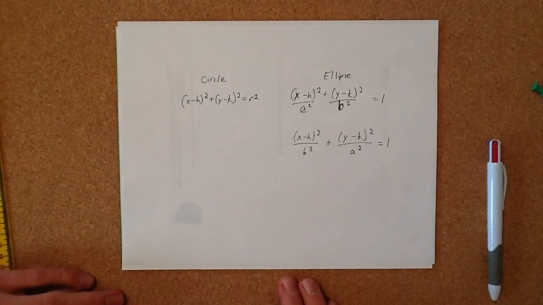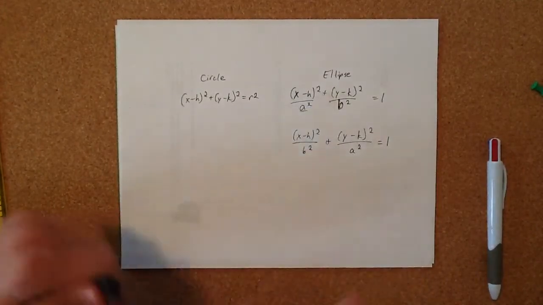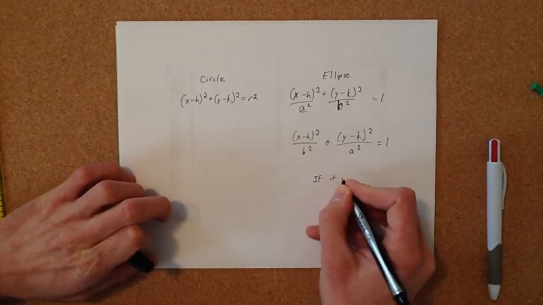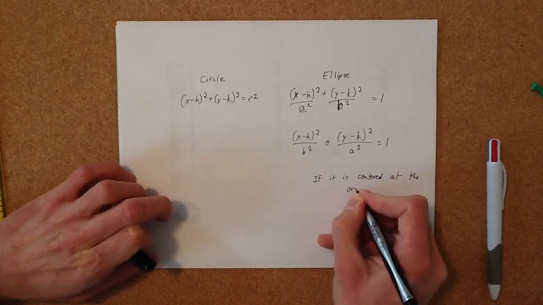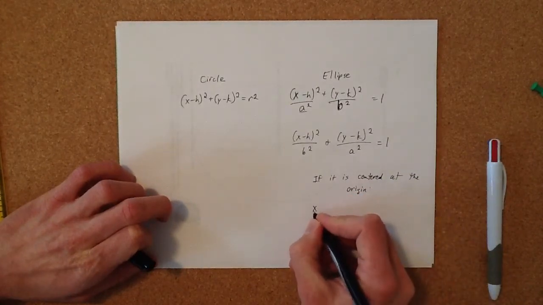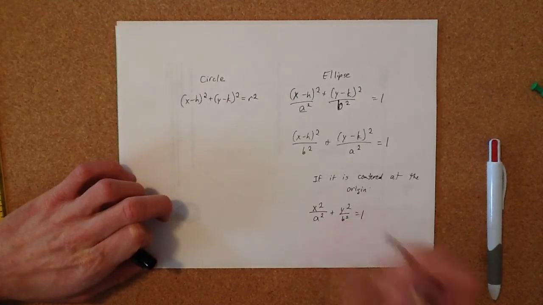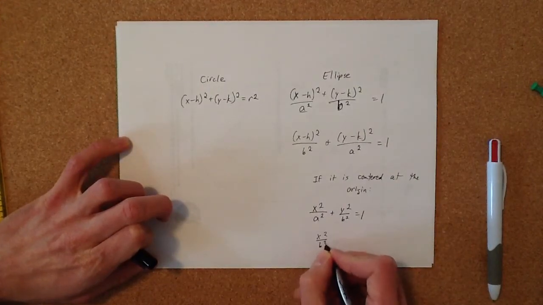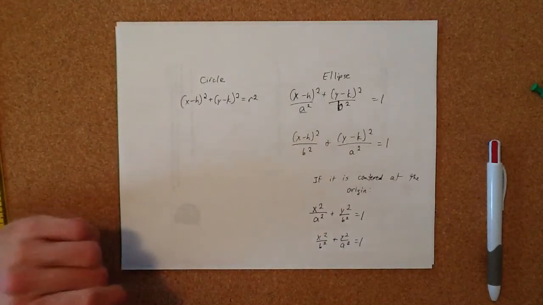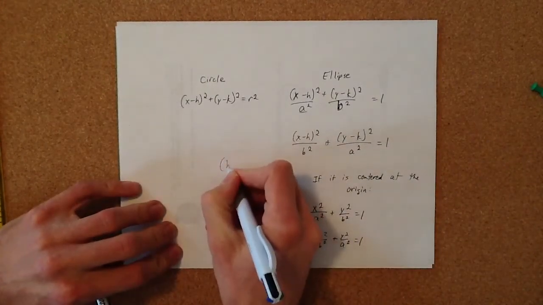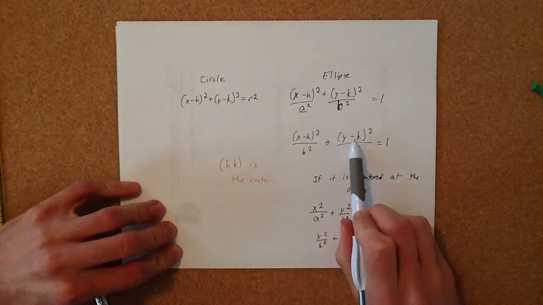Very quickly, I just want to say one other thing. If your graph is centered at the origin, then your graph will follow these equations instead. It's going to be that, or it's going to be this turned around. Because, and you know this from the circles, but I'm just going to state the obvious, (h, k) is the center. And again, let me state one more obvious thing. The signs are opposite.